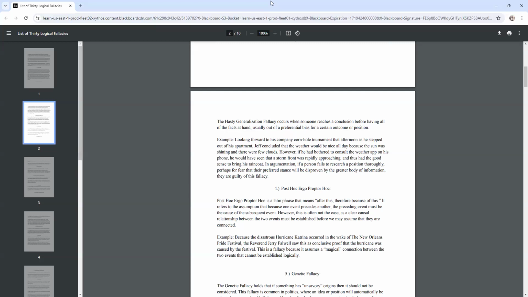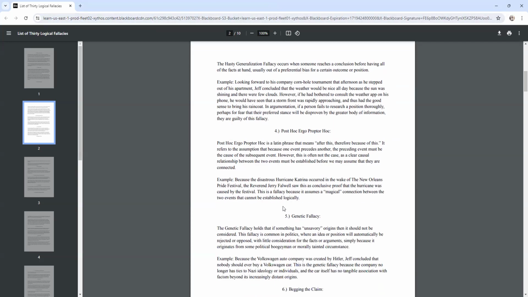Okay. The next one is post hoc ergo propter hoc. You're going to see a lot of these are in Latin, right? This is a Latin phrase that means after this, therefore, because of this. It refers to the assumption that because one event precedes another, the preceding event must be the cause of the subsequent event. However, this is often not the case, as a clear causal relationship between the two events must be established before we may assume that they are connected.